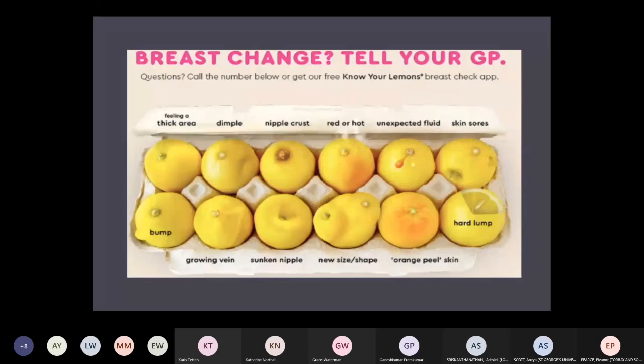Redness or hotness can suggest infection, but it can also be a rarer type of inflammatory breast cancer, which is really aggressive. Unilateral nipple discharge, particularly if it's bloody. Skin sores or changes to the skin, a visible lump, a growing distended vein. This can be a sign that there's a tumour blocking the blood supply that's causing distension of the vessels. Sunken nipples, change in shape, what we call orange peel skin or peau d'orange.